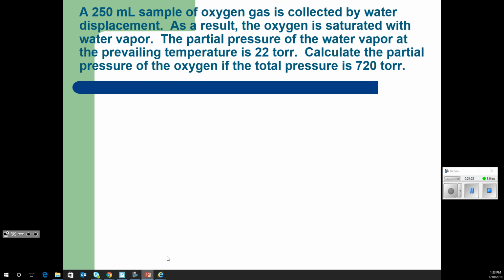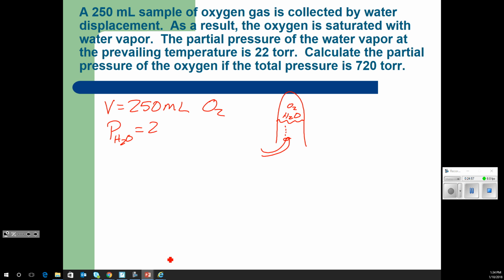Here we have a 250 milliliter sample. Okay, that's volume, right? Of oxygen gas. It's collected by water displacement. Okay, I'm going to make my little water displacement and pretend like there's a little tube here that's bubbling, and we get this, and we get O2 up here. Okay. As a result, the O2 is saturated with water vapor. Oh, there's also water vapor up in here. Okay. The partial pressure of the water vapor, so pressure of the water, is 22 torr.